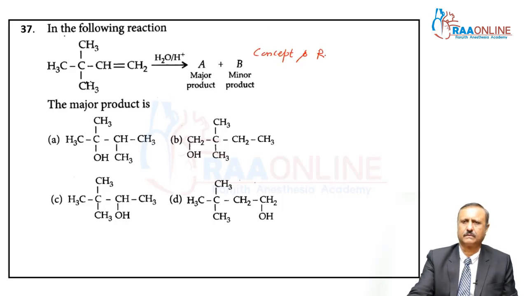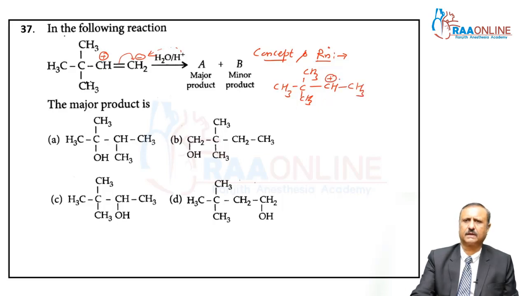Concept and reaction. My dear students, when you see this compound, H plus ions are added. First of all, when the electrons go to this side, minus and plus are formed, and this H plus ion adds to this compound here. Then you can form the first compound, that is CH3, C, CH3, CH3, here CH plus charge, and this is CH3. This carbocation is formed.